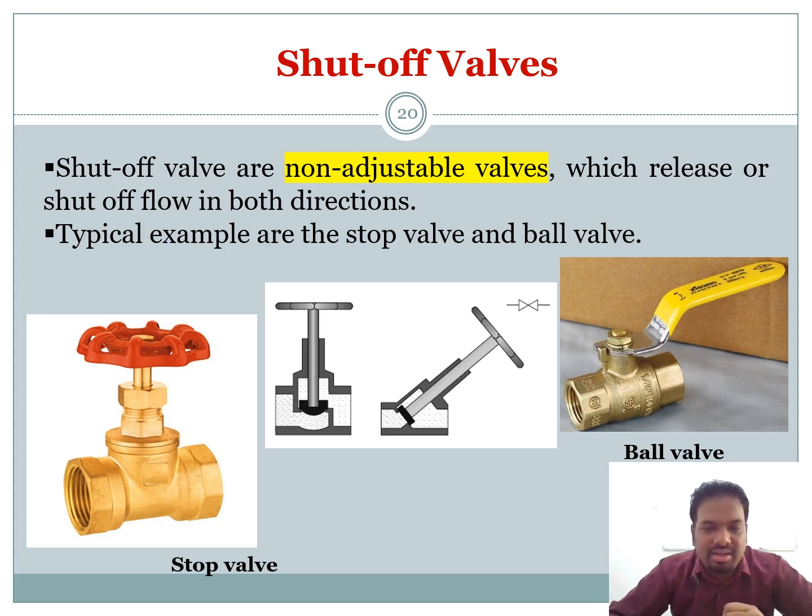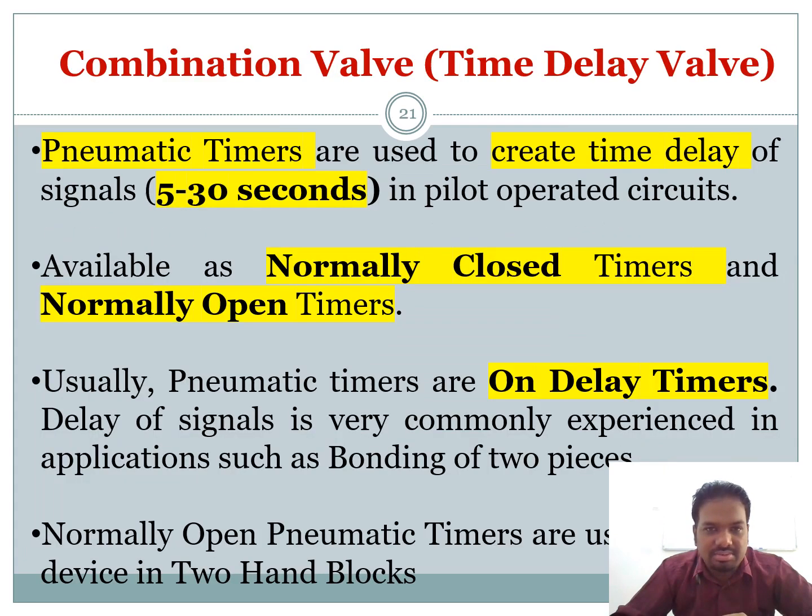Practically, it can only be turned on to allow the flow or off to stop the flow. If you twist or you pull, it will allow flow or it will not allow flow. So there are two types of shut-off valve. The first one is called a stop valve, and the second one is called a ball valve. So you can use this.